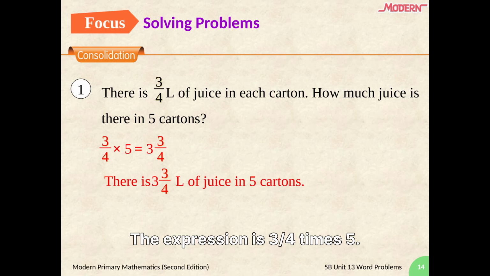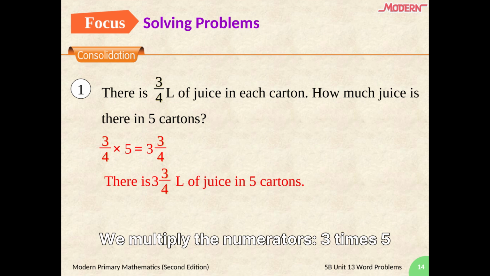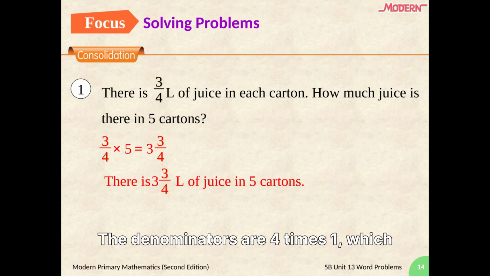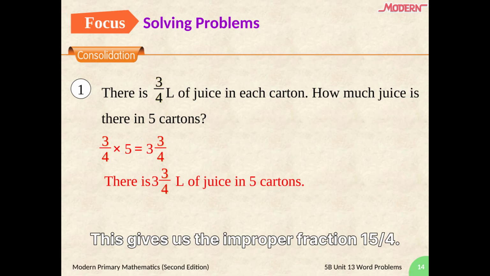The expression is 3/4 times 5. To solve this, think of the 5 as 5 over 1. We multiply the numerators. 3 times 5 is 15. The denominators are 4 times 1, which is 4. This gives us the improper fraction 15/4.